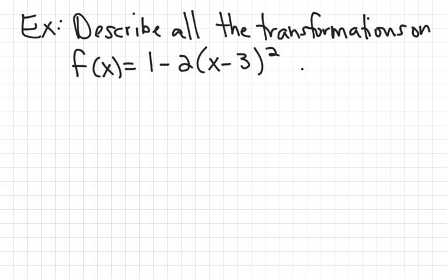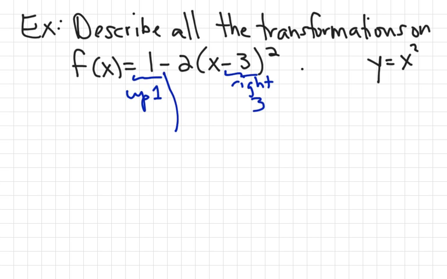Let's describe all the transformations on the graph of f of x equals 1 minus 2 times (x minus 3) squared. Now, first of all, we have to know what the parent graph is, and the parent graph is x squared. What's happening to that parent graph? Well, it's getting moved to the right 3. It's getting moved up 1. Because the parentheses is being multiplied by -2, the negative is reflecting it over the x-axis.